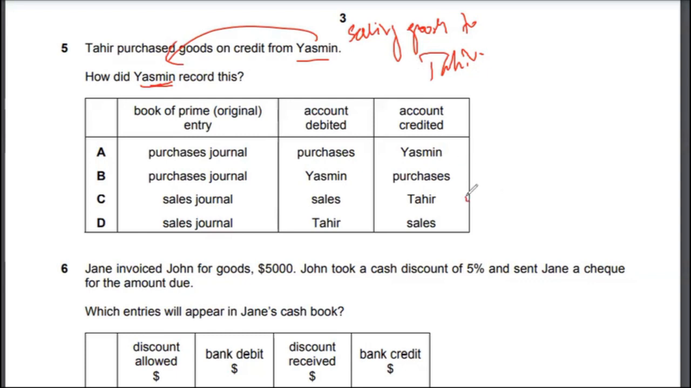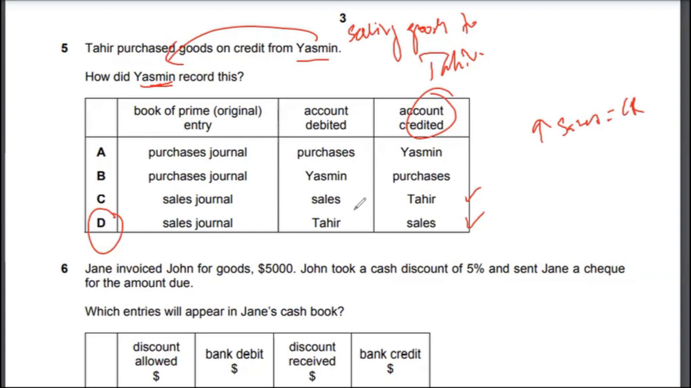Now it's either option C or option D. Whenever there are sales, it has a credit. So by looking at this, the correct answer to multiple choice 5 would be option D.